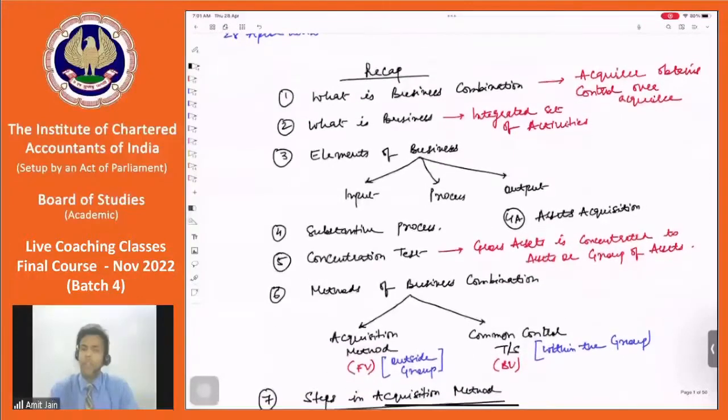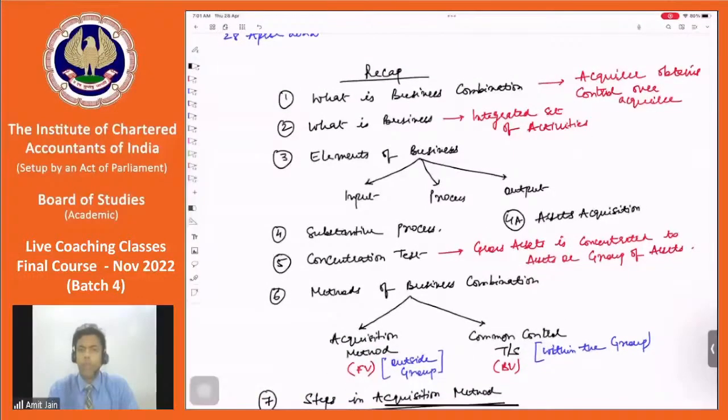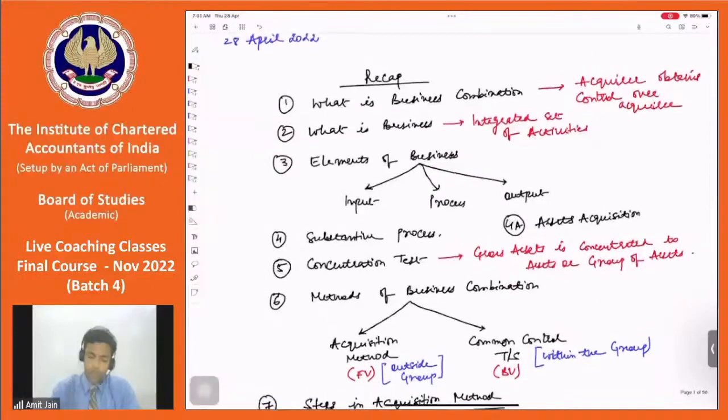Let's devote 5 to 10 minutes to what we have done in the previous two classes. I prepared a small summary for you guys so that we can quickly recall what we have read. First, what we discussed: what is a business combination, where the acquirer obtains control over the acquiree or the business. We are combining two or more businesses in this case.